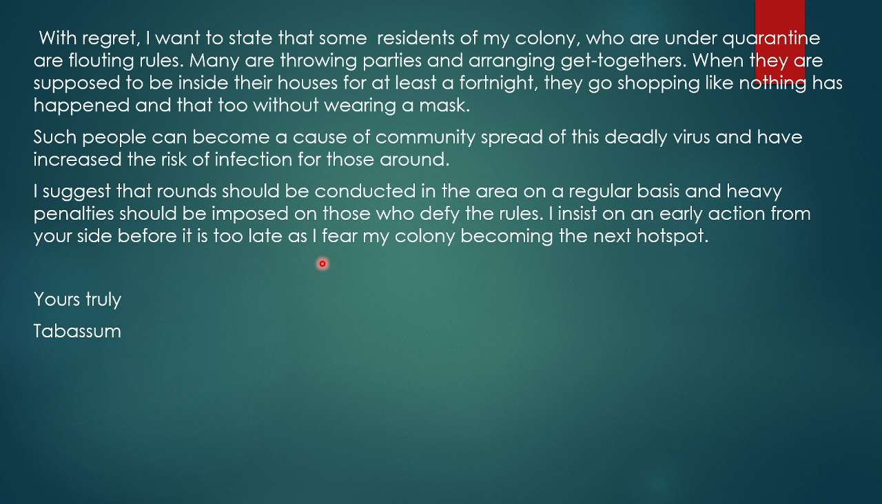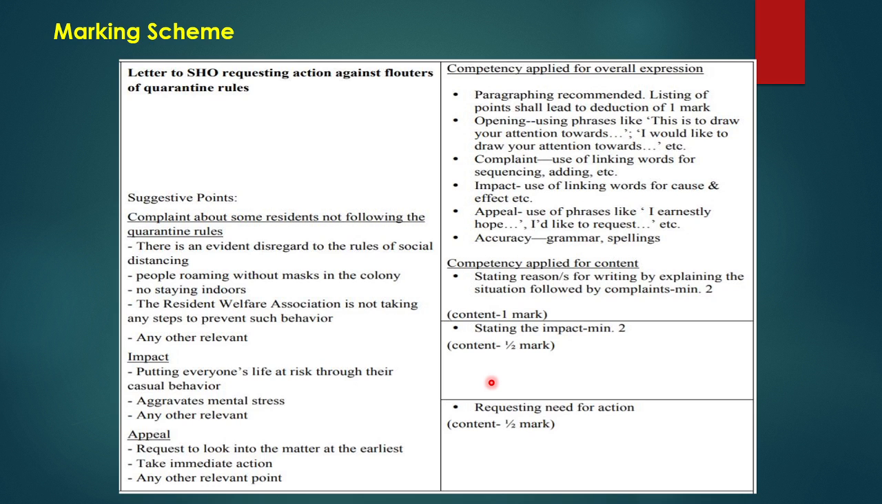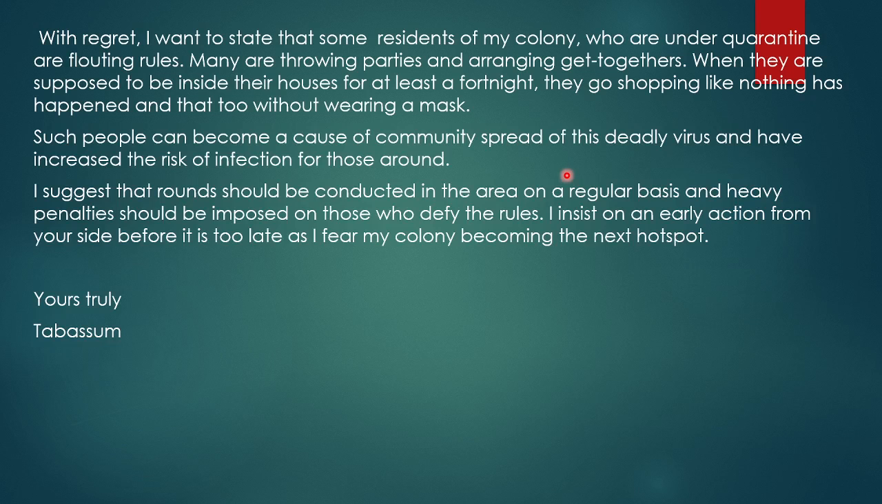So again, if we check the beginning line, हमने किस लाइन से शुरू किया? With regret, I want to state. So we have begun with an expression that is there in the marking scheme. Now, not the exact same expression, but they want something like this. Like, this is to draw your attention towards, or I would like to draw your attention towards. So a similar kind, with regret I want to state that some residents. So इस तरह से ये लेटर शुरू करना है.